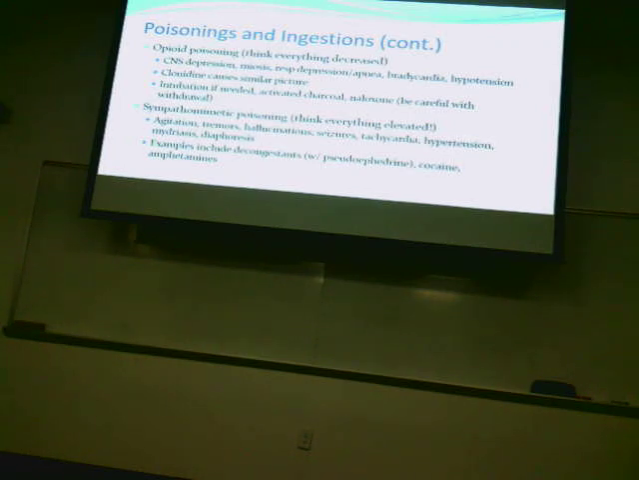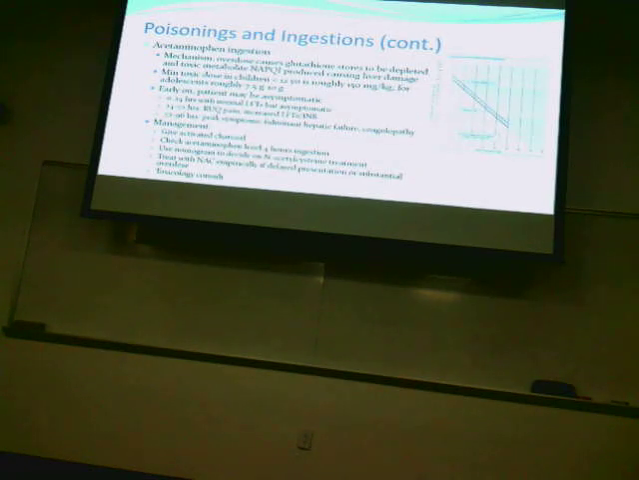Sympathomimetic poisoning, think about everything being elevated. So in these cases, you got agitation, tremors, hallucinations, seizures, high heart rate, high blood pressure. They have dilated pupils, and they're sweating a lot. So examples of these are going to be decongestants, because a lot of these have pseudoephedrine, so that's why they stimulate the heart and are vasoactive, and then cocaine and amphetamines also do that as well.